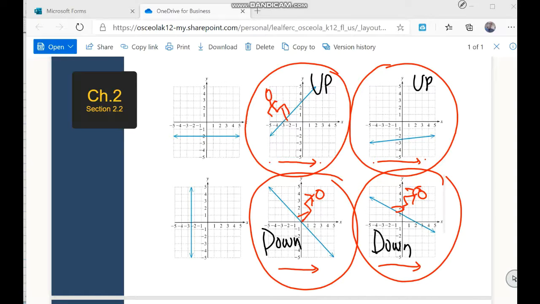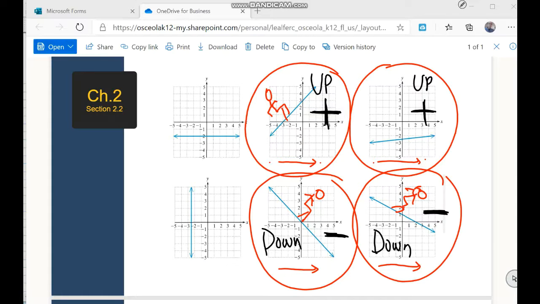And this is also very important because when you go up, the sign of the slope is positive. And when you go down, the sign of the slope is going to be negative. This is one important piece of information to complete the slope knowledge.